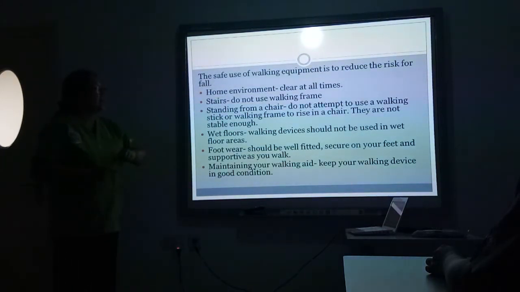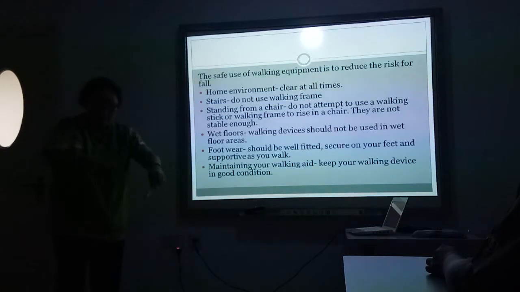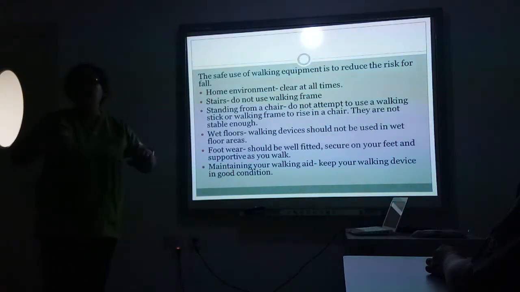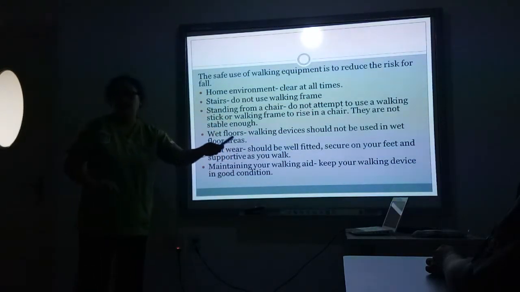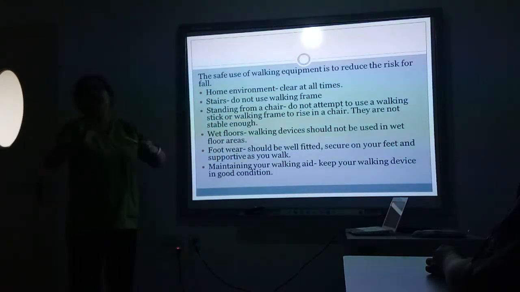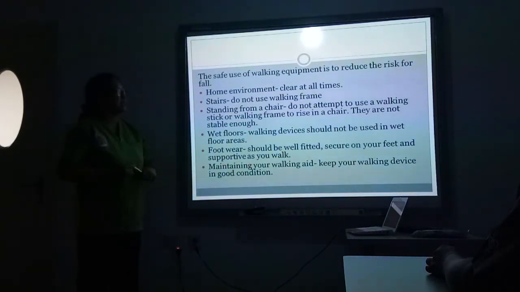Next, stairs. Okay. Do not choose walking frame. May walking frame tayo, one of the devices, yung apat. Okay? Kung hindi may balance yun, kaya don't use walking frame in climbing the stairs. Next, standing from a chair. Okay? Do not attempt to use a walking stick or walking frame to rise in a chair. They are not stable enough. So, hindi siya stable.